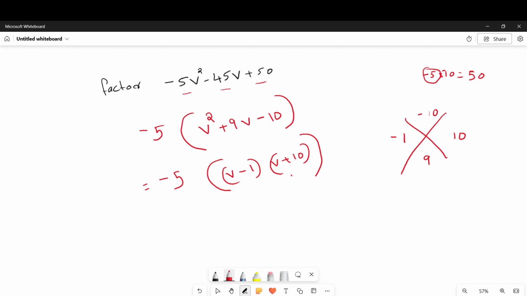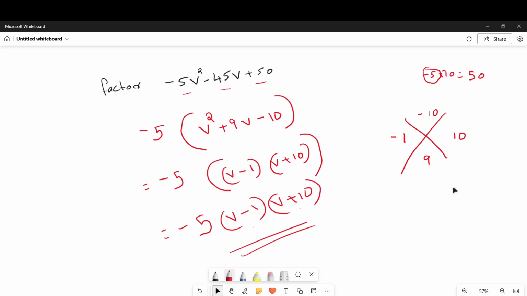Next thing we do is open the bracket. So it is minus 5 times v minus 1 times v plus 10. This is it: three factors, 1, 2, 3. This is the answer of this expression. Here we used the common grouping technique and common factor out. Then we used the simple trinomial method to factor this out.